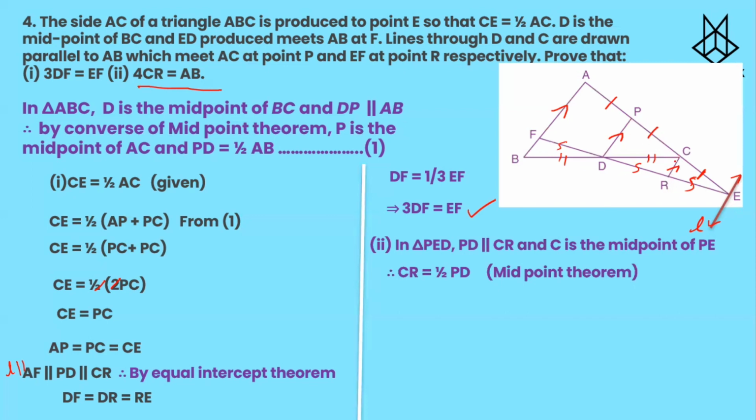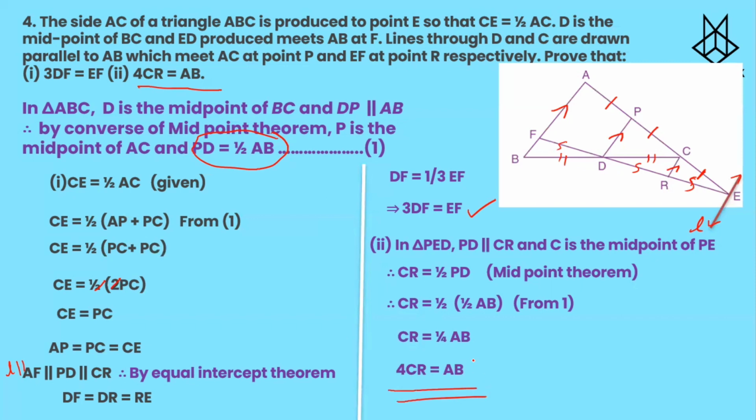You have CR is parallel to PD and CR is equal to half PD. But PD is equal to half AB, given to us. So, let us substitute this PD is equal to half AB from 1. Instead of PD, we put half AB. Half of half is 1 by 4. So, this is how you get CR is equal to 1 by 4 AB. This 4 moves here. 4 CR is equal to AB. Done with question number 4.